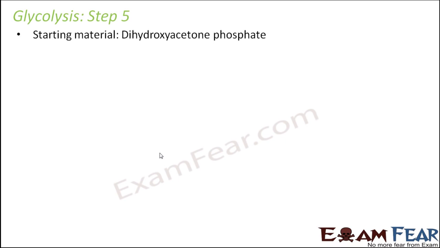In step 5, the starting material is going to be dihydroxyacetone phosphate, which was formed in step 4. Now in step 4, 2 products were formed. One was this one and the other one was glyceraldehyde phosphate. In step 5, basically this dihydroxyacetone phosphate is also converted into glyceraldehyde phosphate. That means in step 4, 2 products were formed, 1 and 2. In step 5, 1 is also converted into 2. That is what we are doing actually. So 2 will remain unchanged. 2 has nothing to do in step 5.